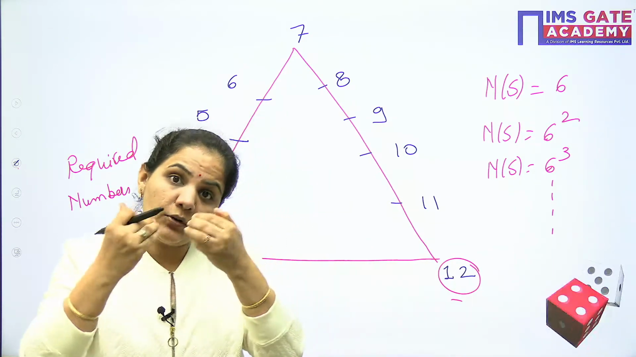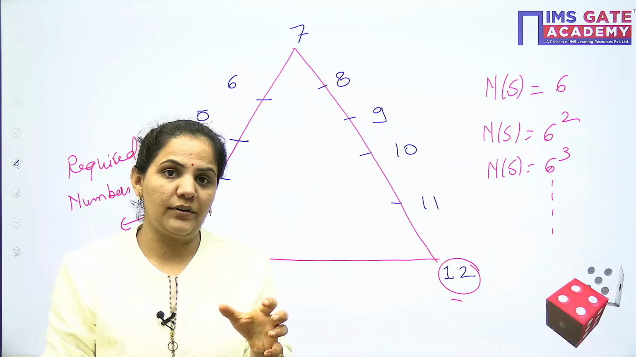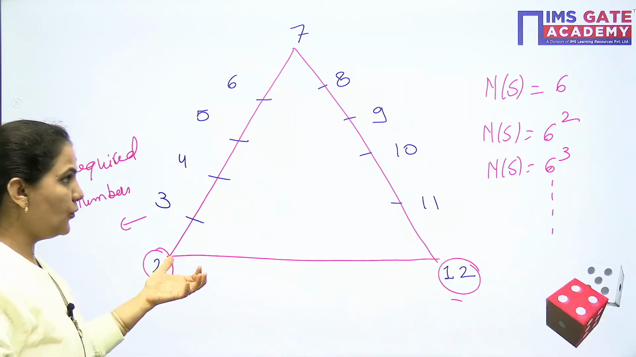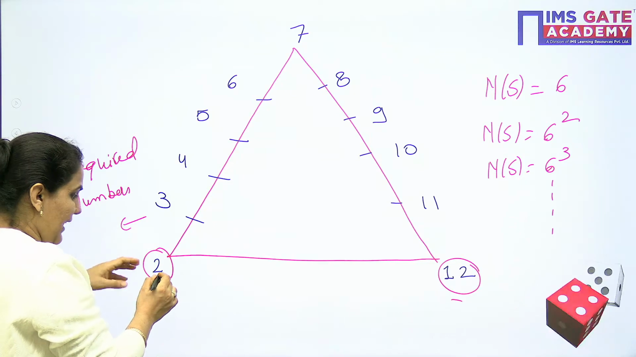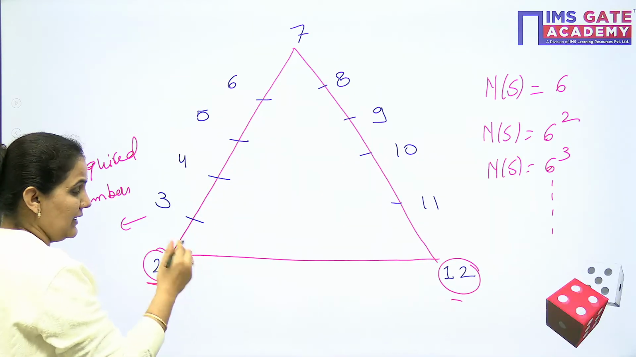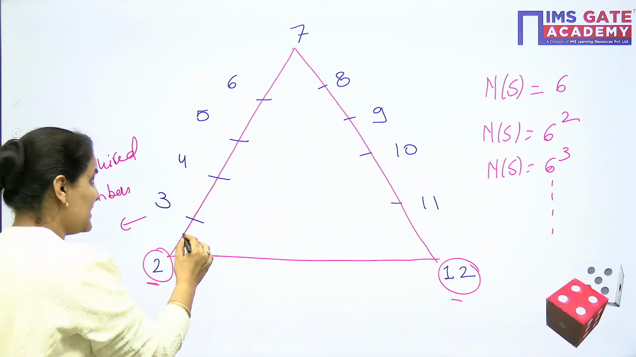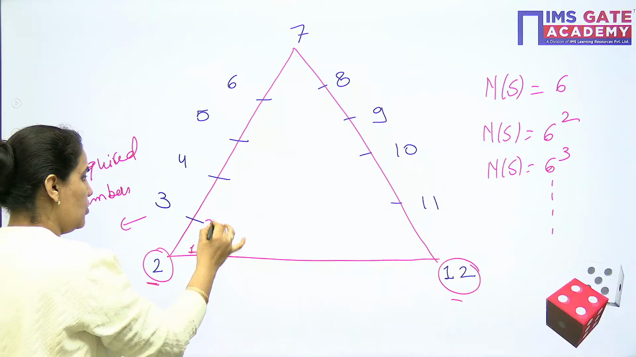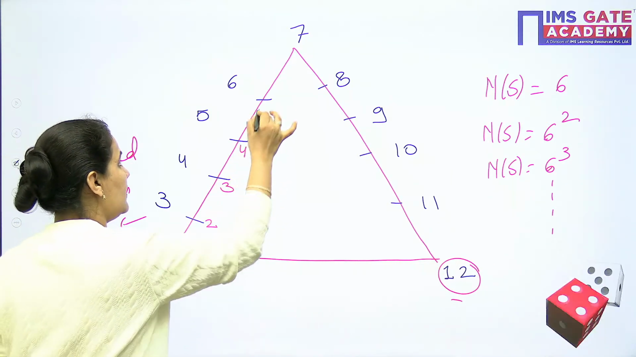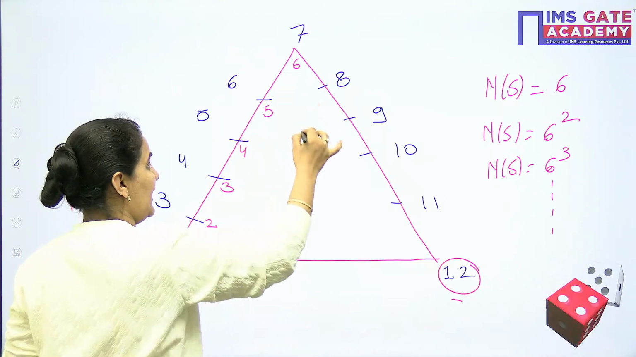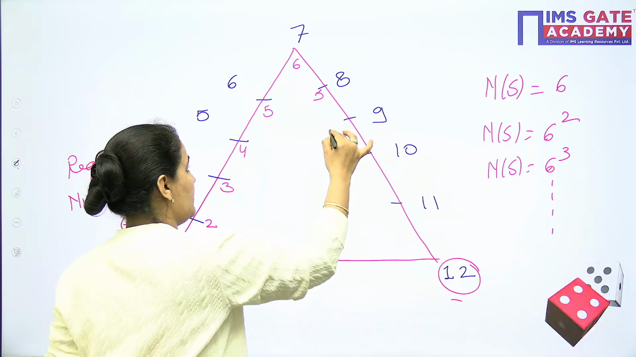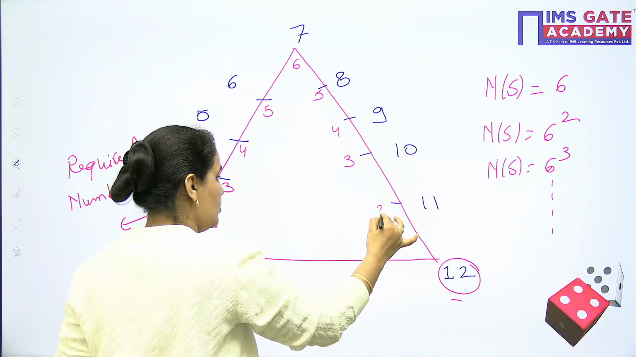Finding the number of favorable outcomes is a very important thing, and definitely it will be time-consuming. So how to find out? As I started from 2, I will start counting inside this triangle. I will start from here: 1, 2, 3, 4, 5, 6, and then again I will start the reverse counting: 5, 4, 3, 2 and 1.